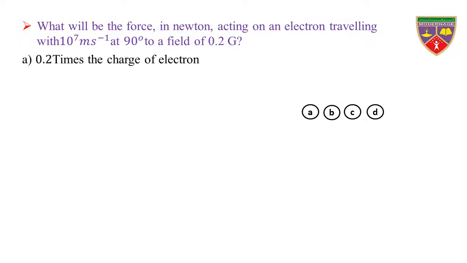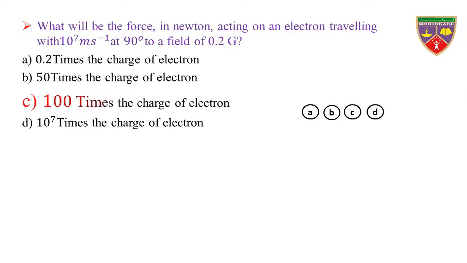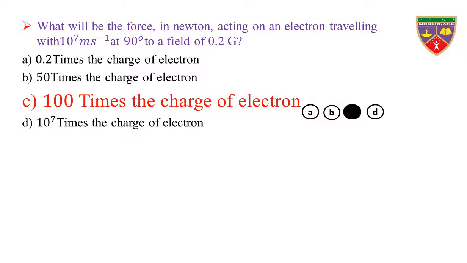Option A, 0.2 times the charge of electron. Option B, 50 times the charge of electron. C, 100 times the charge of electron. D, 10^7 times the charge of electron. The key is 100 times the charge of electron. Therefore, option C is correct.